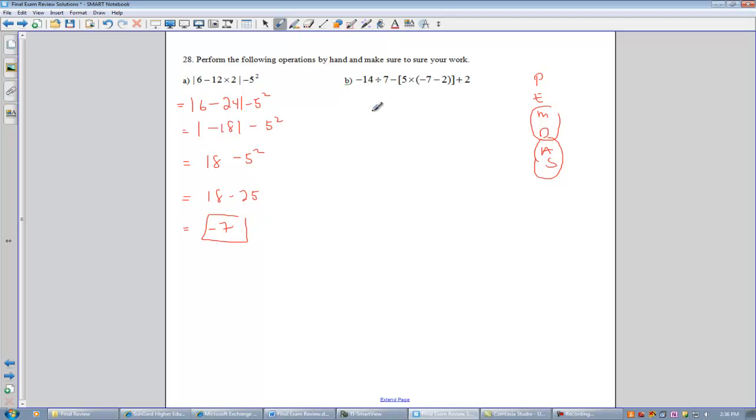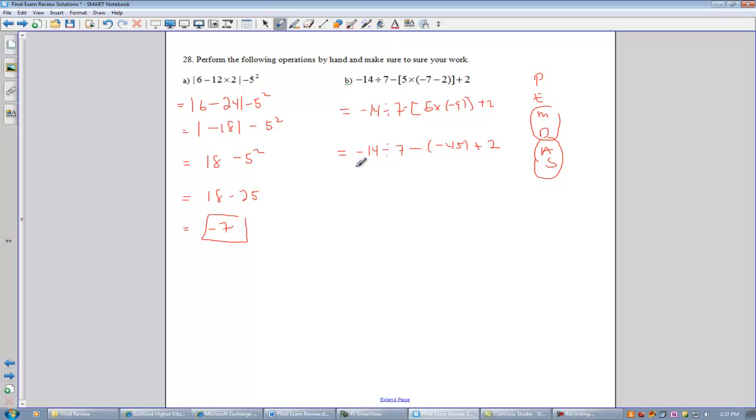On the right-hand side here, on part B, again, start with the parentheses. So I have these parentheses, and I go inside, and then I have those parentheses. This is negative 14 divided by 7 minus 5 times, and negative 7 minus 2, sorry, is a negative 9. And then I add 2 on the end. Again, I'm working inside the parentheses, so I have minus 14 divided by 7 minus a 5 times negative 9, is a negative 45 plus 2.